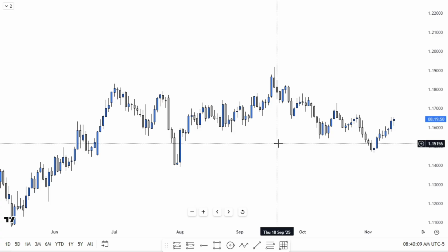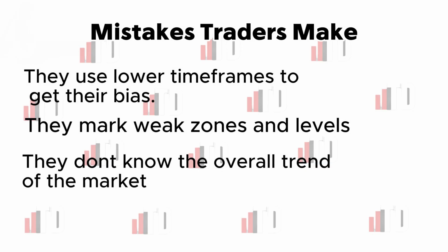So, in this video, I'll show you exactly how I do my top-down analysis from the higher time frame all the way to the entry time frame. The same process I use before taking any trade. By the end of this video, you'll know how to read the story of price and stop taking setups that go straight into drawdown.